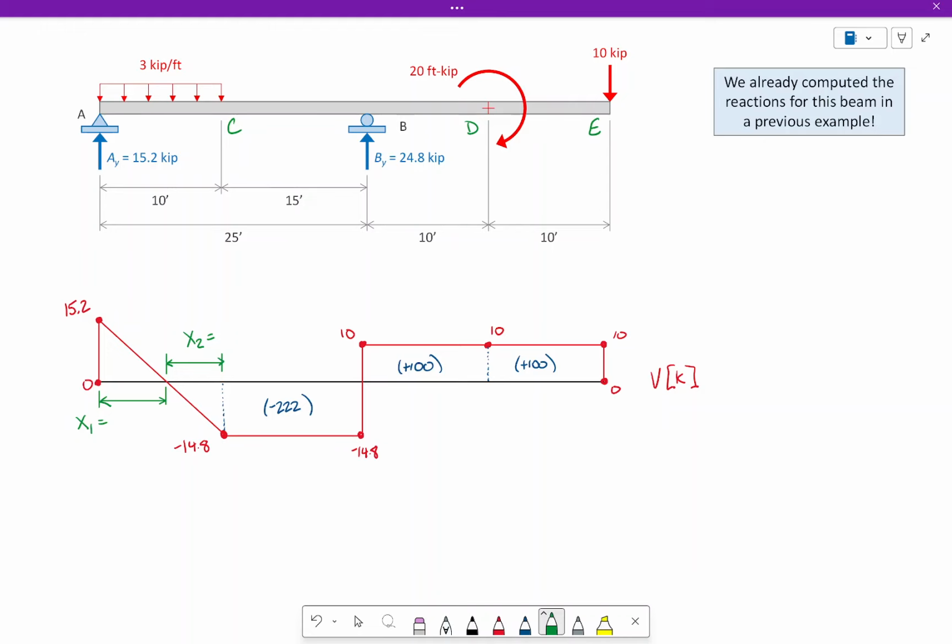Divide 15.2 by -3. There you go, 15.2 over 3. And the negatives don't really matter, but you're 100% right. You're going to take the jump in y divided by the slope. So this is 15.2 over 3, which is something like 5.07. And this one's going to be 14.8 over 3, which is something like 4.93. Does that make sense?